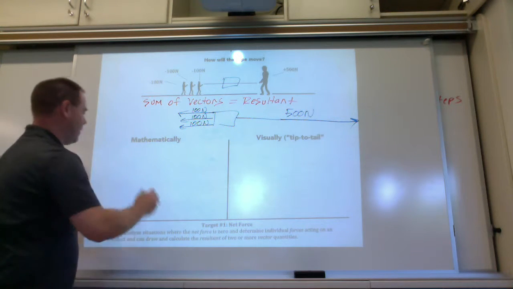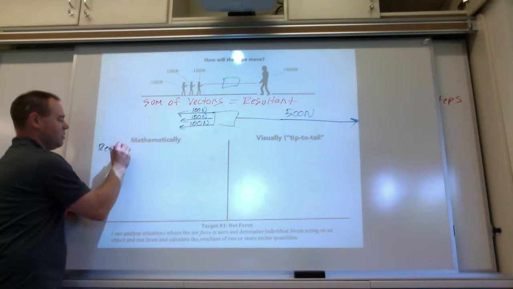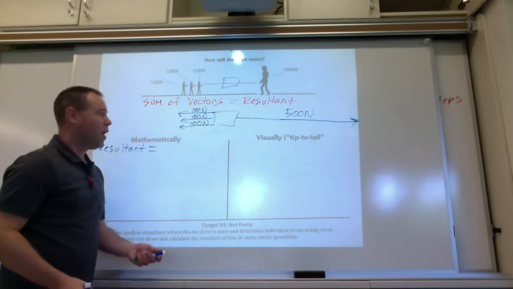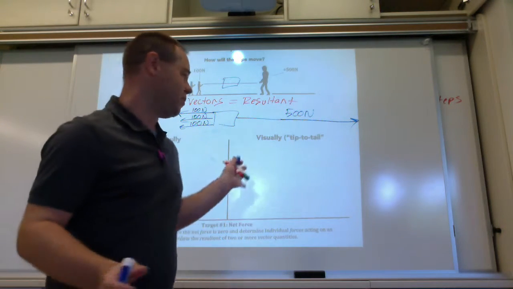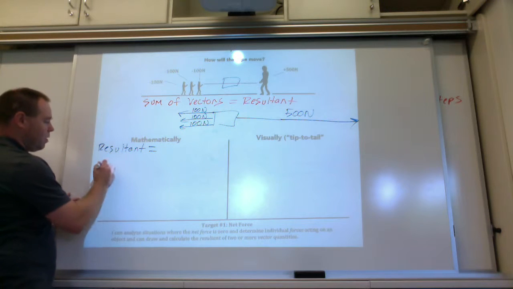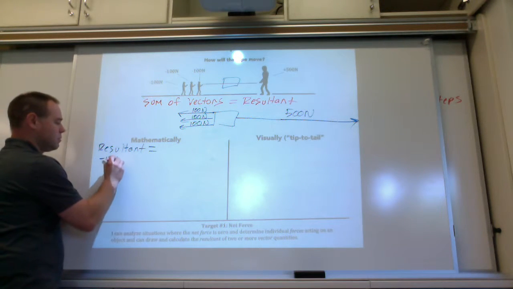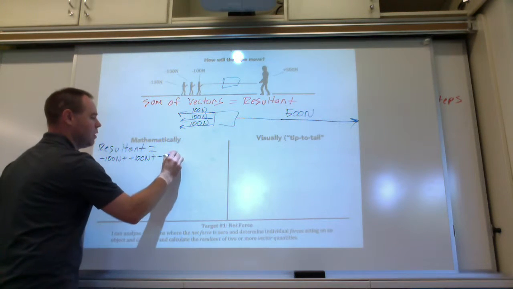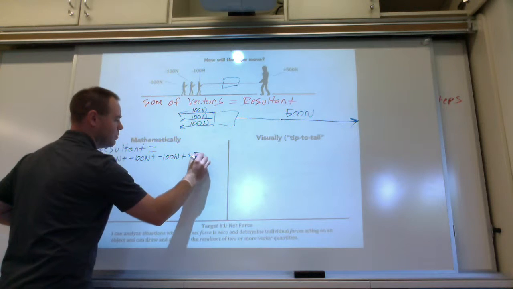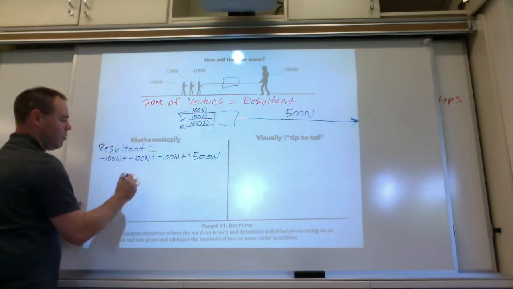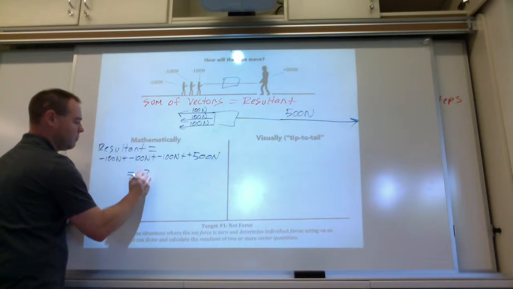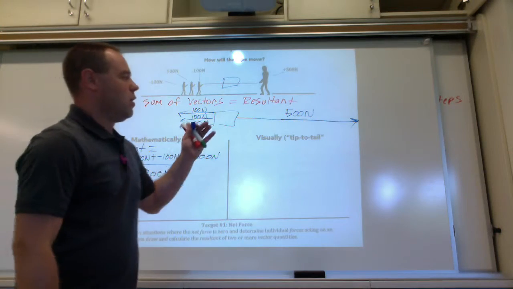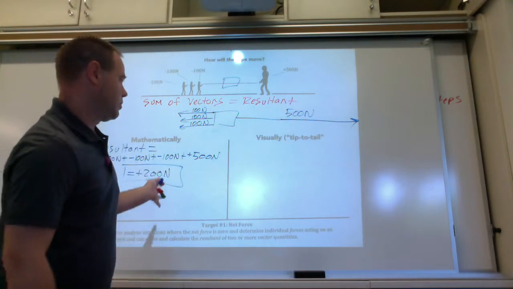Mathematically, here's how we do it. To find the resultant, what we're going to do is we're going to add these all up. And it's going to be equal to this plus this plus this plus that. Well, we got to include those positive or negative signs because these are vectors. So the way we'd add it all up is we'd say negative 100 newtons plus negative 100 newtons plus negative 100 newtons plus positive 500 newtons is our resultant. Add that all up, and what we discover is our resultant is positive 200 newtons, or 200 newtons to the right. So that's how you would add vectors to find the resultant mathematically.